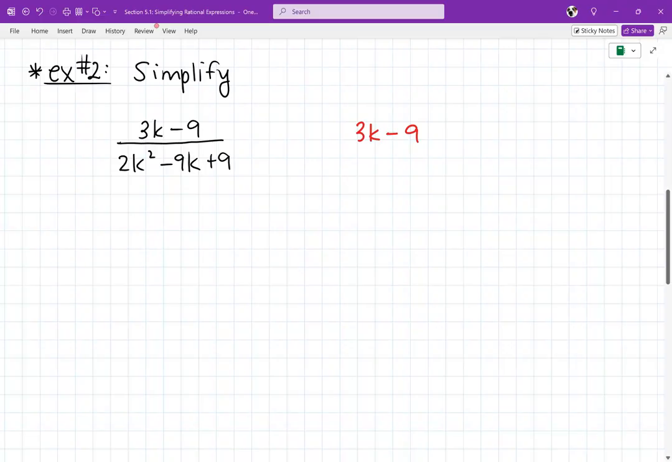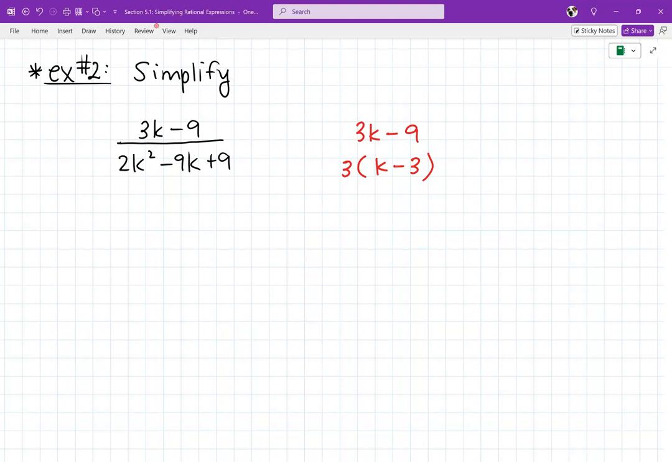There's somebody. So look inside that little part. What can I factor out of 3k minus 9? It's not a trinomial, so I can't use that. A 3, right? I can take a 3 out, and that'll give me k minus 3. And that's it. There's not much more I can do with it.